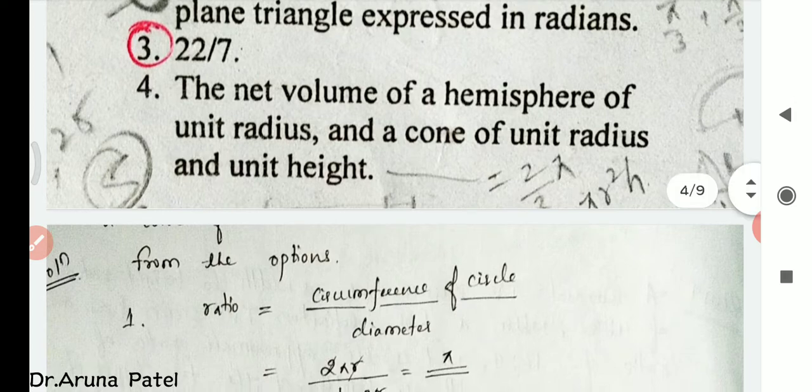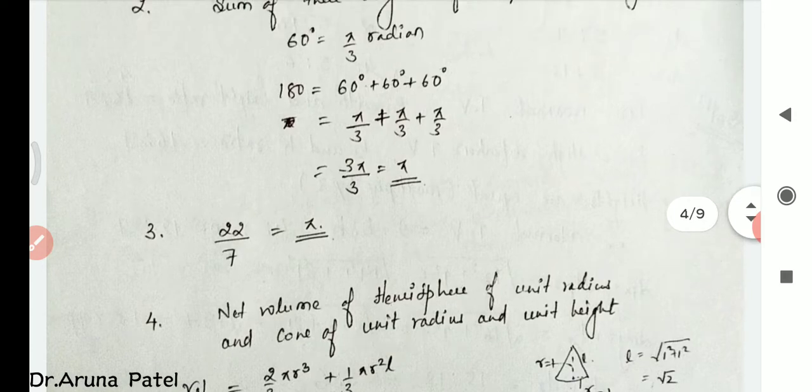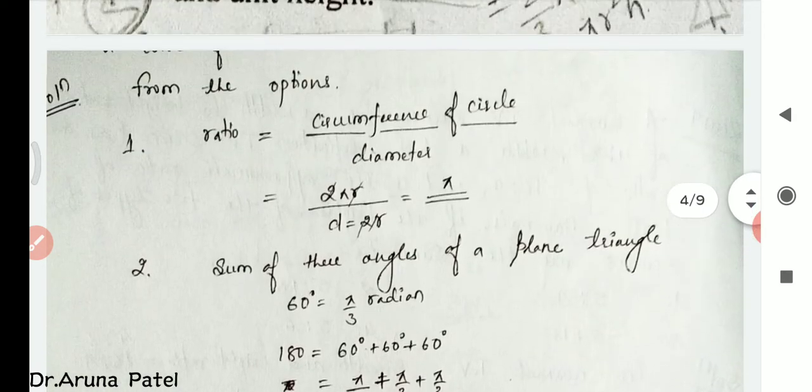Third is 22 by 7. You know that 22 by 7 is also pi. So the first, second and third options have the same result.